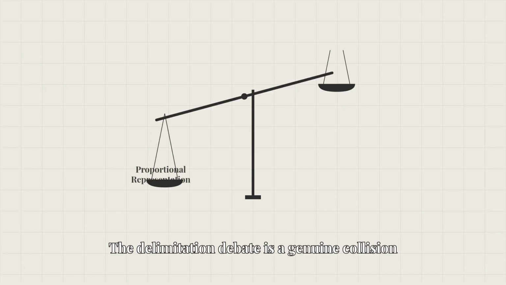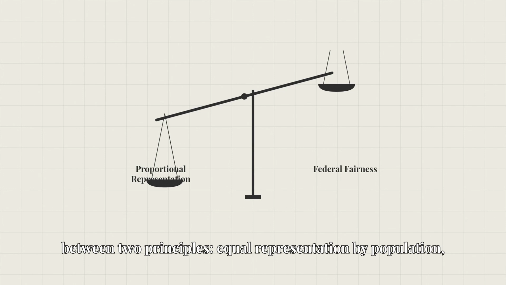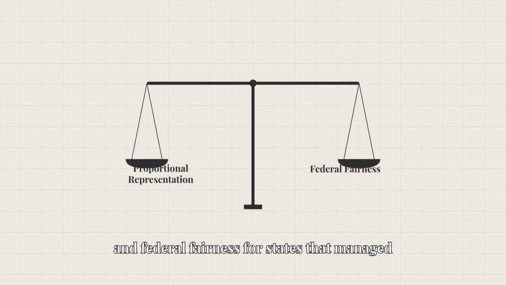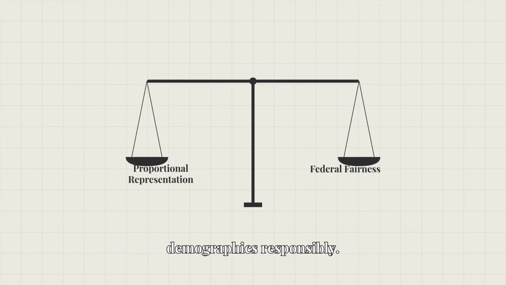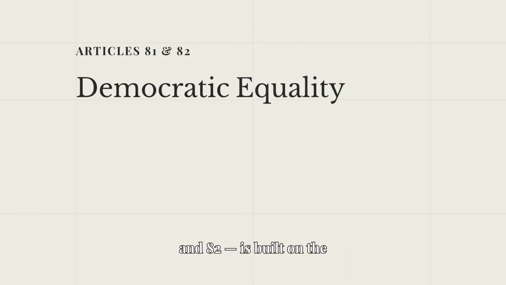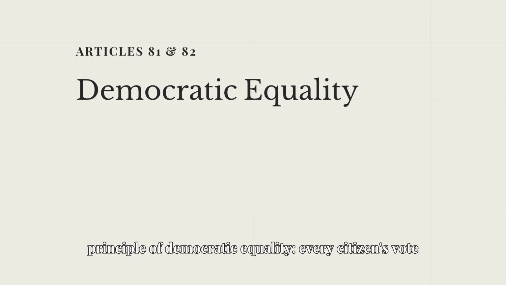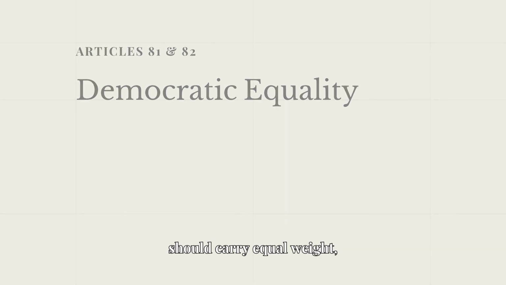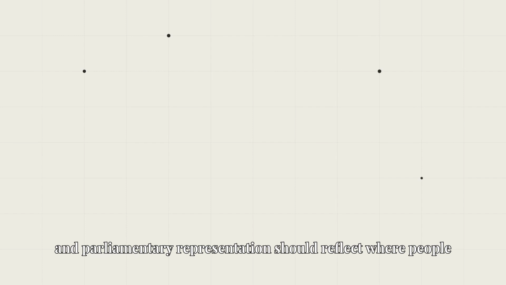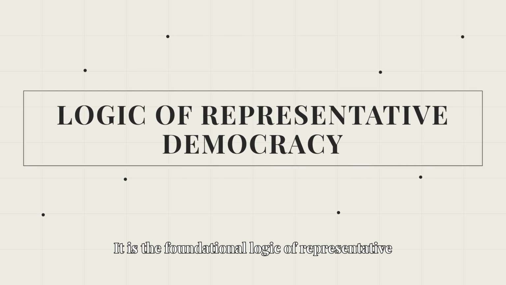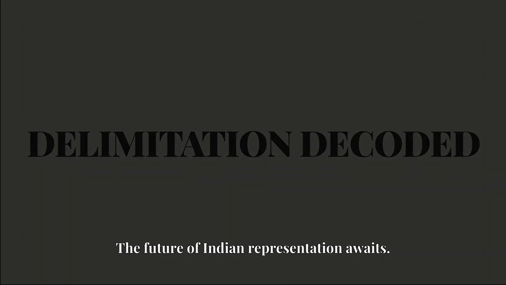The delimitation debate is a genuine collision between two principles: equal representation by population and federal fairness for states that manage demographics responsibly. The Constitution's founding design, Articles 81 and 82, is built on the principle of democratic equality. Every citizen's vote should carry equal weight, and parliamentary representation should reflect where people actually live. It is the foundational logic of representative democracy. The debate continues. The future of Indian representation awaits.